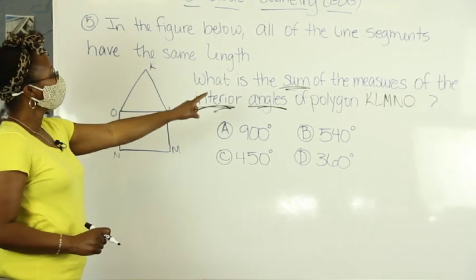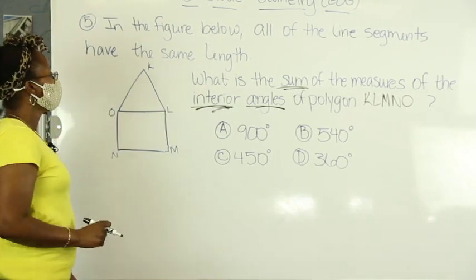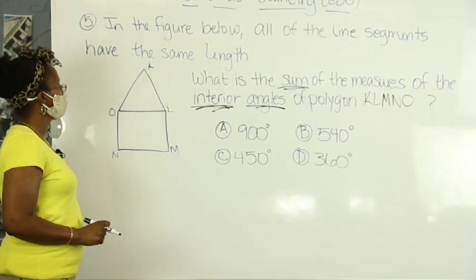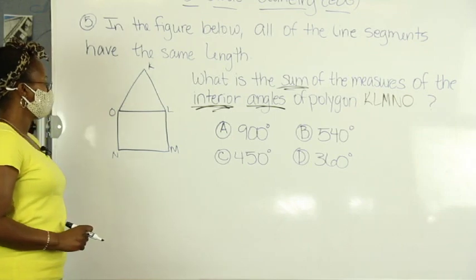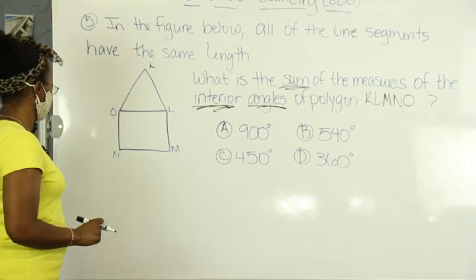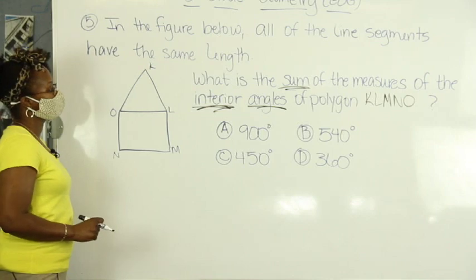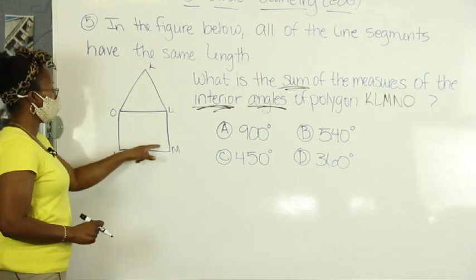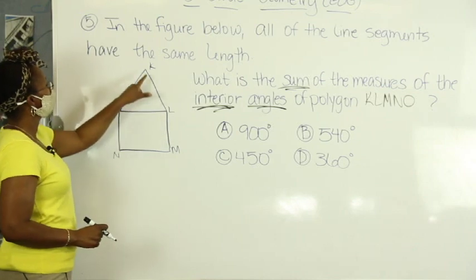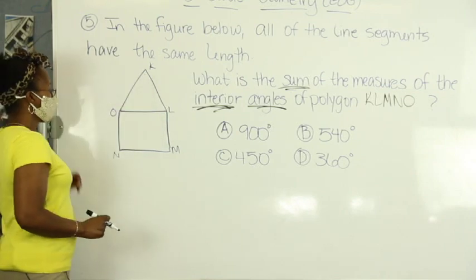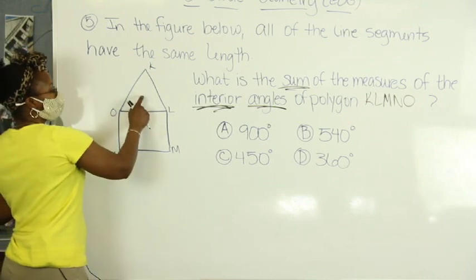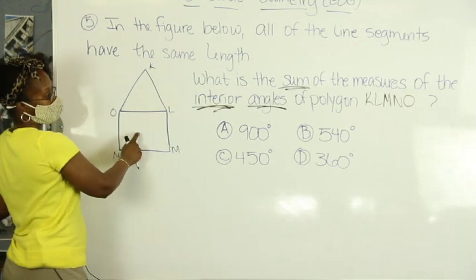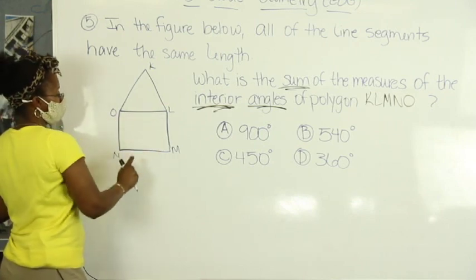What is the sum of the measures of the interior angles of polygon KLMNO? So the first thing that we can do to help us with this problem, because we have to add all these angles up, there's angle here, here, here, here, here, here, and here. So we realize that this is a triangle and this is a square. This is a square because all of the sides are the same length.